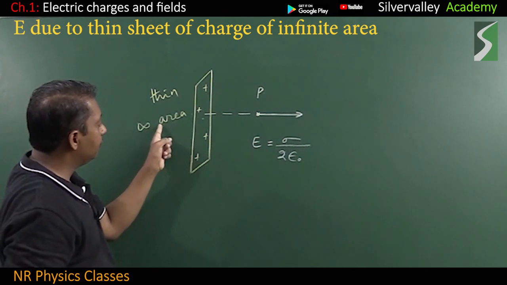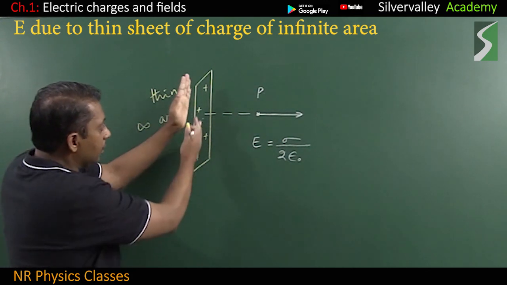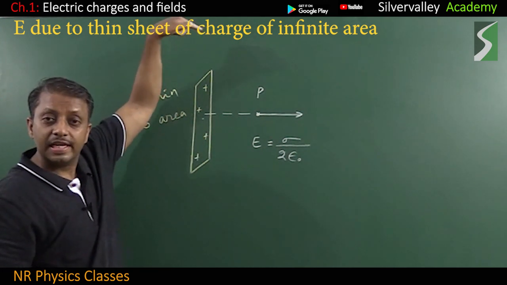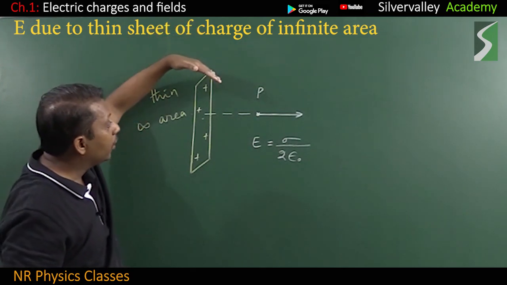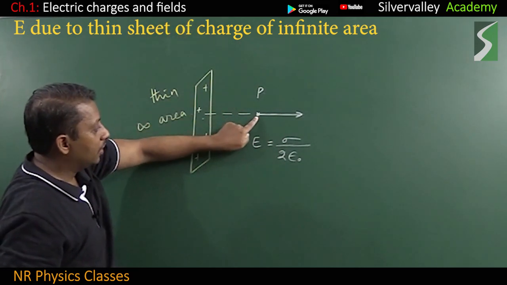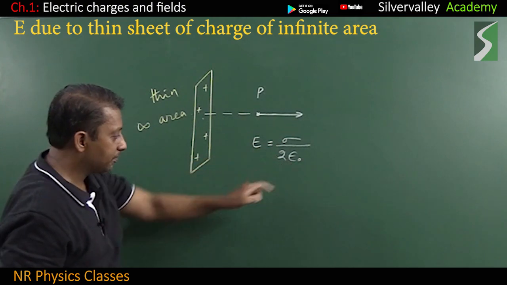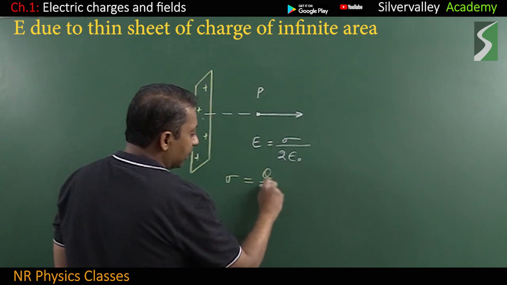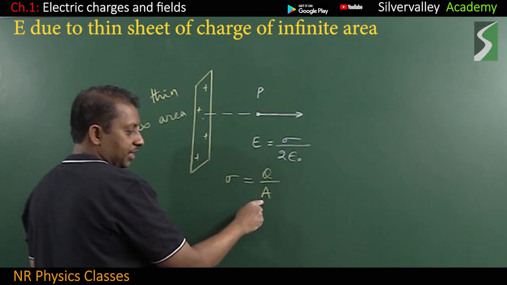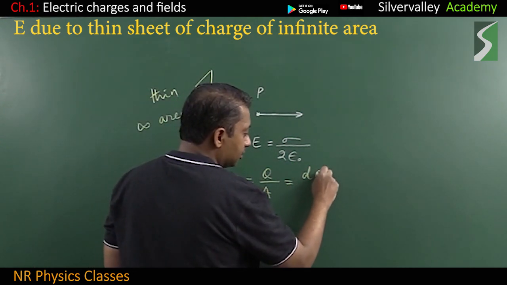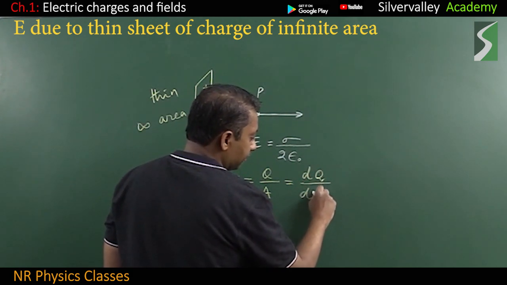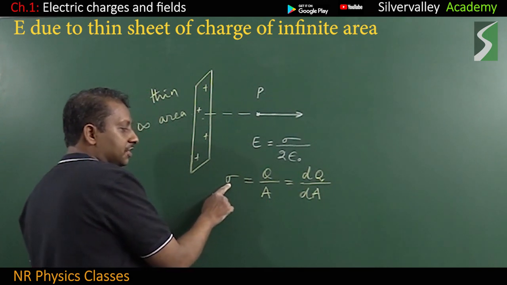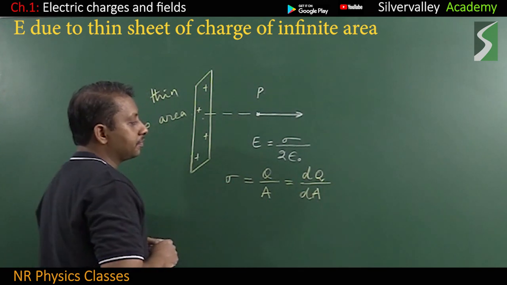Why should we consider infinite area? If the area is large, then at the edges the electric field is not uniform. So we can avoid the non-uniform region. So electric field here is sigma by 2 epsilon naught. And what is sigma? Sigma equals charge by area, or small charge by small area. Okay, this ratio equal to this ratio means the charge density is uniform.